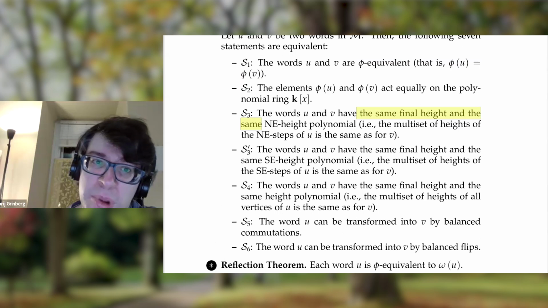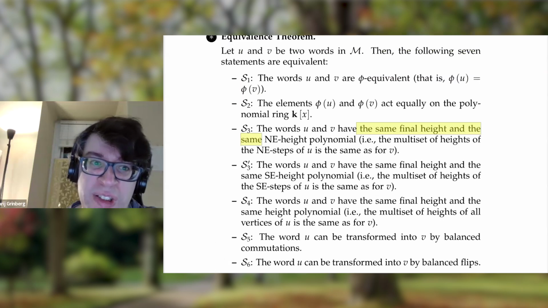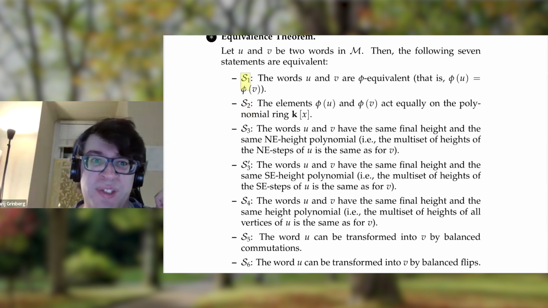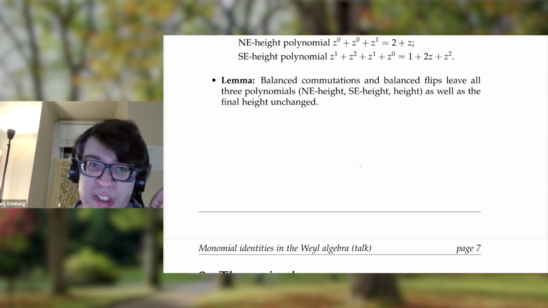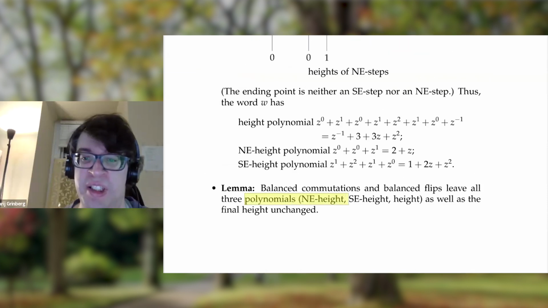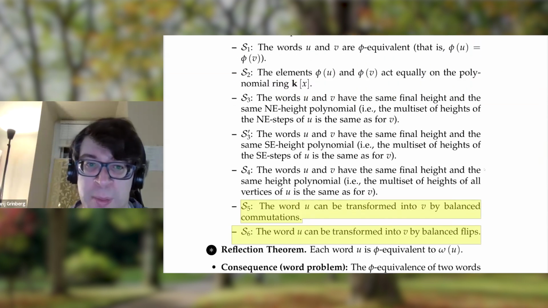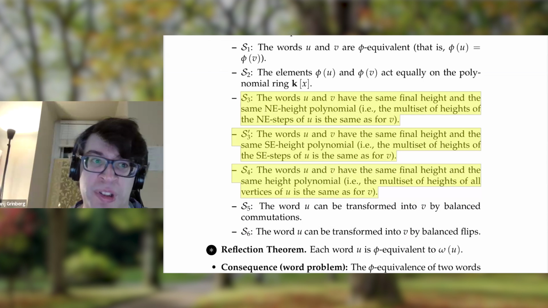So, how could we prove this? Well, there are some parts that are easy. S1 implies S2, it's obvious because equal things act equally. S2 implies S1 is a well-known fact, which says that if two elements of the Weyl algebra act equally on the polynomial ring, they're equal. That's just the faithfulness of the Weyl algebra representation. Moreover, that the three height polynomials are invariants of balanced commutations and balanced flips shows that the last two statements, any of them, imply the previous three statements about height polynomials.